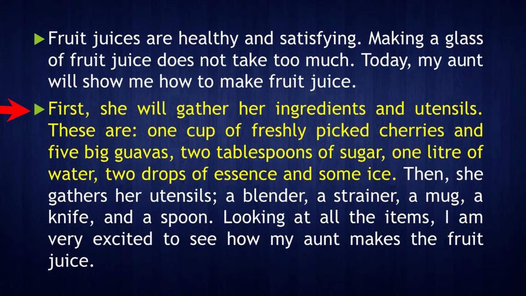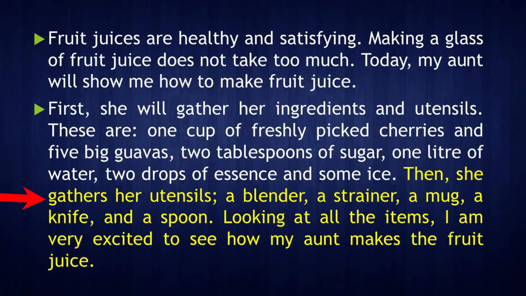These are 1 cup of freshly picked cherries and 5 big guavas, 2 tablespoons of sugar, 1 liter of water, 2 drops of essence, and some ice. Then she gathers her utensils, a blender, strainer, a mug, a knife, and a spoon. Looking at all the items, I am very excited to see how my aunt makes the fruit juice.